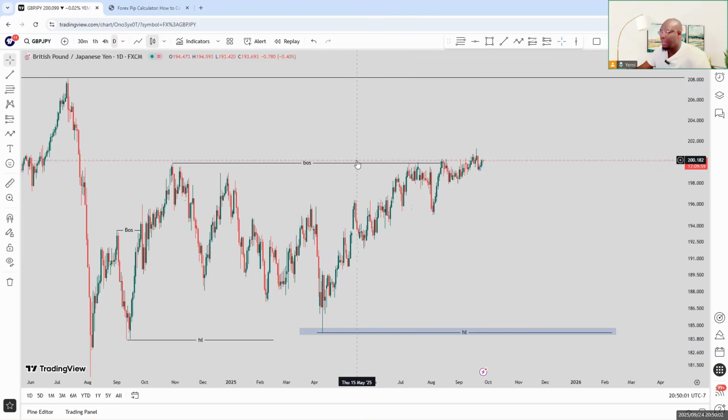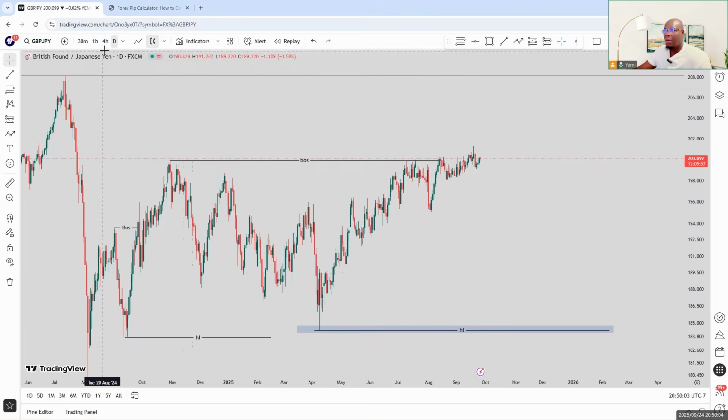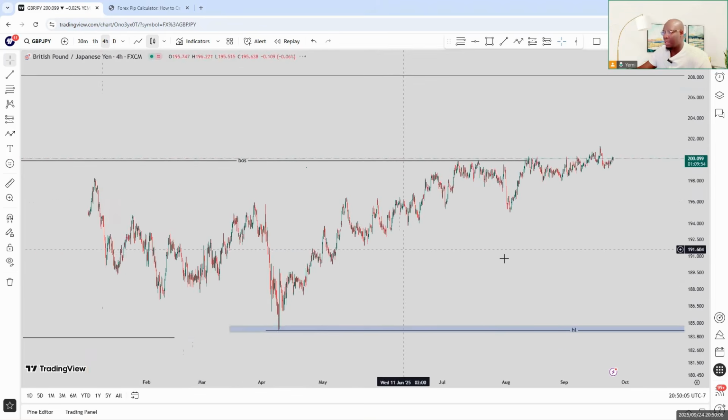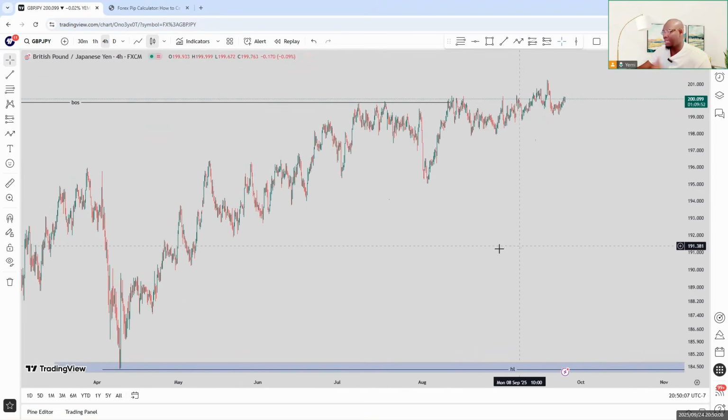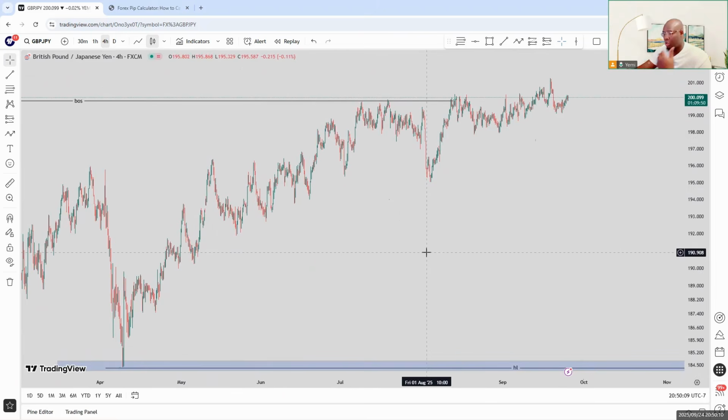So the next thing is, I'm going to the 4-hour time frame. So let's look at the 4-hour time frame. What am I looking for? This is where your knowledge of chart structure comes in.